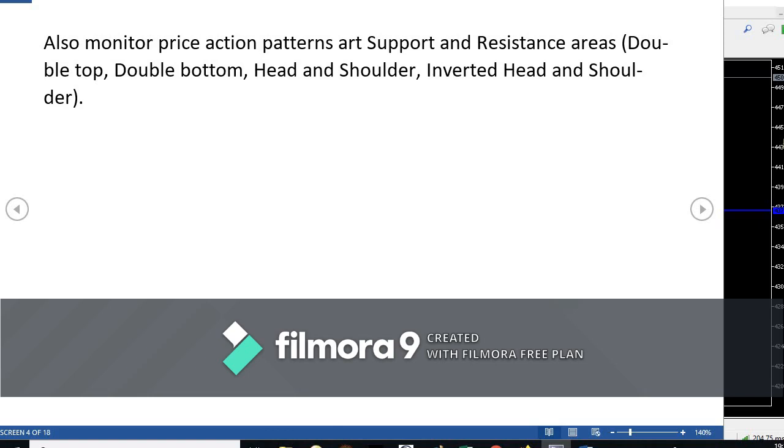top. So for you to really confirm that this particular level is a support or a resistance area, you tend to see some price action patterns that tell you that this is going to be a support, this is going to be a strong support, this is going to be a weak support.